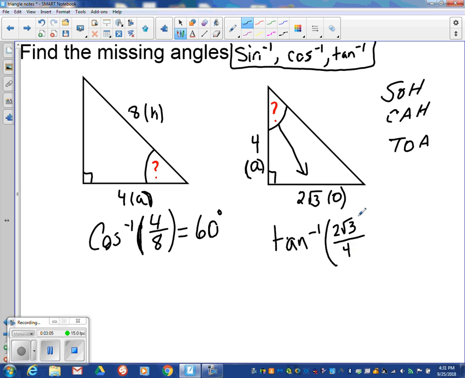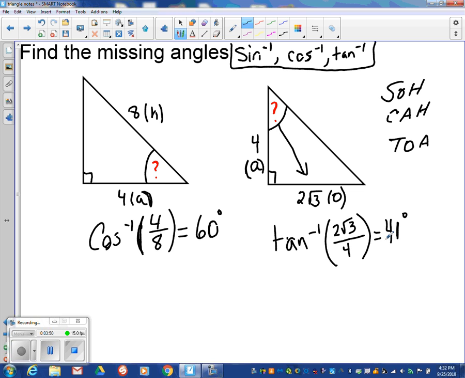And this is where you're going to type this into your calculator. So you'll type that in your calculator, and the way you do it is you hit second or shift tangent, and then you'll type your 2 square root 3 and divide it by 4, or use the fraction button, doesn't matter. And I got an angle measure of about 40.8, which is about 41 degrees if we round to the nearest degree. So about 41 degrees.